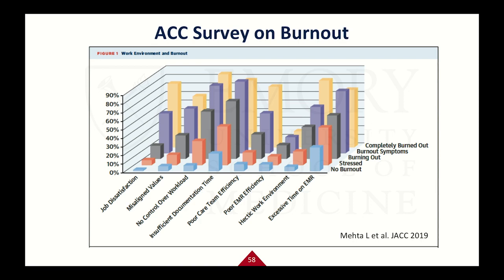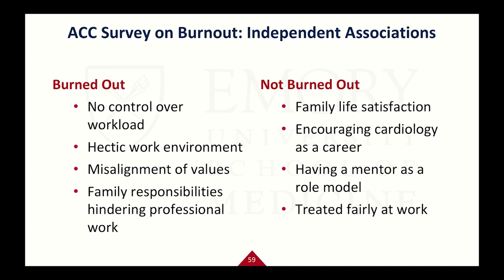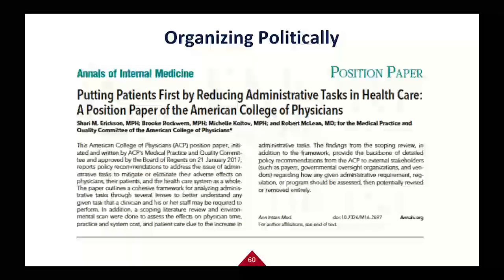This is some of the breakdown overall, and you can see that there's a relationship, obviously, with job dissatisfaction, misaligned values, no control over workload, insufficient documentation time, poor EMR efficiency, and the hectic work environment, very strong. So just working hard. When they tried to break down independent associations, the people who were burnt out had no control over workload, a hectic work environment, and family responsibilities hindering professional work. For the people who were not burnt out, things that help are family life satisfaction, having a mentor as a role model, and feeling like they were being treated fairly at work, for whatever that means.